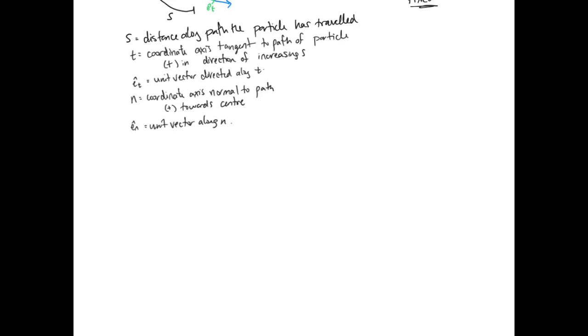So I wrote out those definitions there as a reference point. Now, since the velocity of the particle is tangent to the path, we can express it as the product of the scalar v and the unit vector et. So we would have the velocity is equal to v et. Now the scalar v is the speed, and the speed is equal to the derivative of the path of motion with respect to time, so ds over dt in the direction tangent to the path of motion.